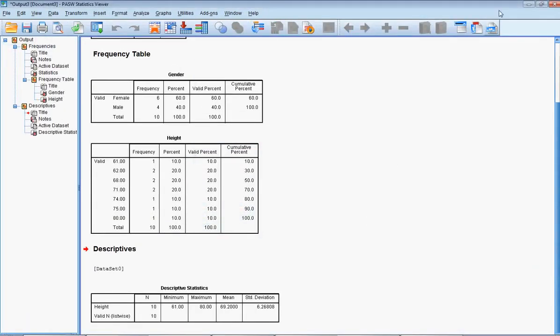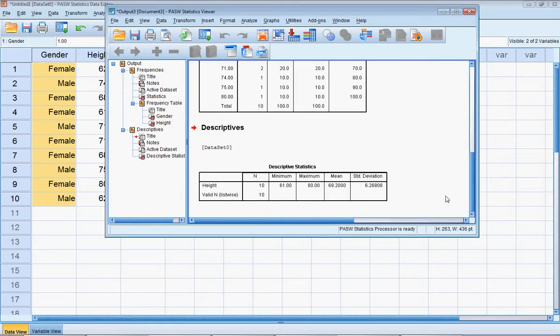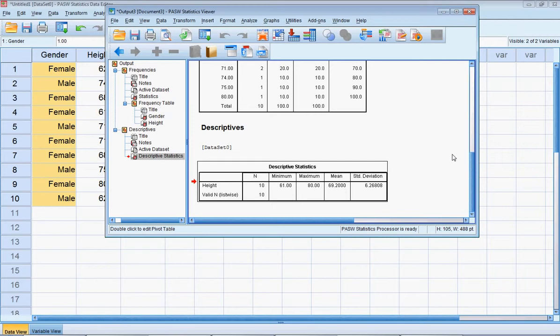You'll see a table pop up, and I'm going to scroll down so I can focus on this table for descriptive statistics. It tells us, first off, how many scores there are. We had 10 different height scores. The smallest one was 61 inches. The highest one was 80 inches. And the average of all the heights was about 69.2. We also have the standard deviation, which tells us about how spread out the scores are around that mean.